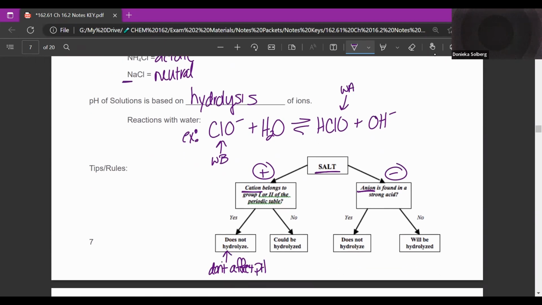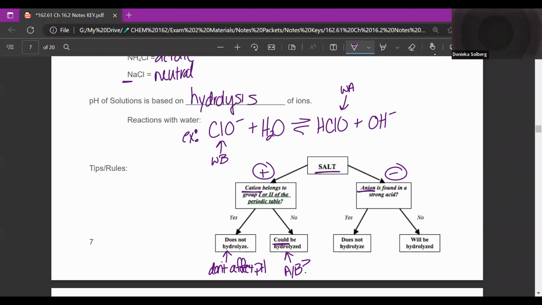Now, if my cation is not in one of those groups, it has the potential to affect the pH. That means it might be acidic or basic, A or B, and you have to check. So you have to write out its reaction with water. Now, I'm going to switch to anions, the negative things.